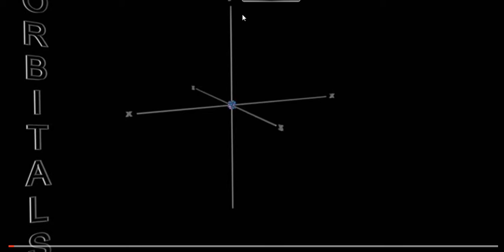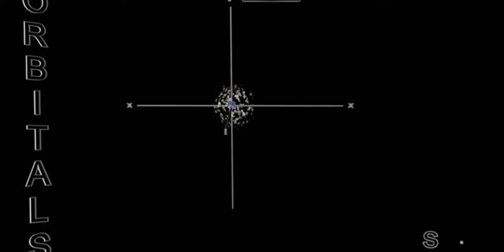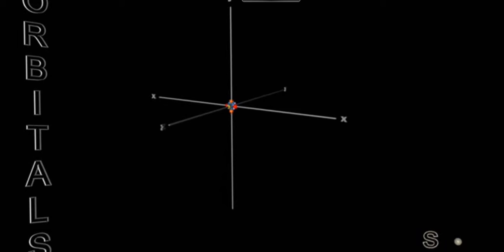First we have the S orbital forming. It is a big sphere-like structure. Then after the S we would have P's forming around that. And here comes the first of the P orbitals, and the second, and the third. We have one on each axis.